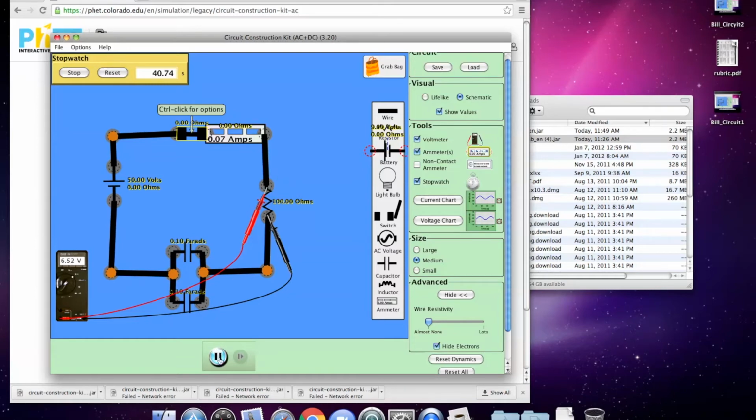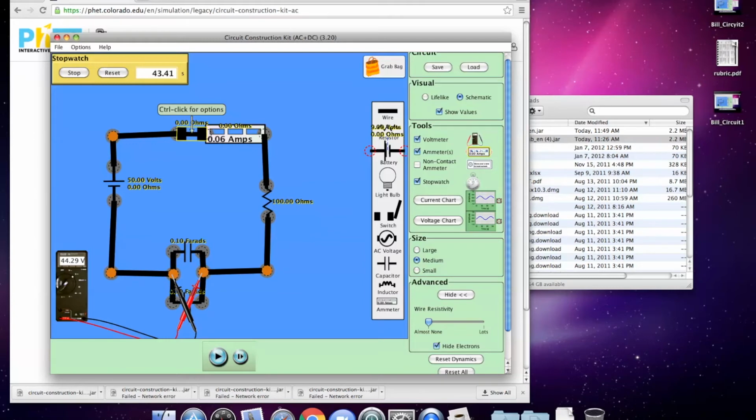I'm going to take one more data point for our lab reports. Let's wait till the current reaches 0.05 amps. Oh, I cheated. Okay, let's just take this point. When I have 0.06 amps for my current, I have a voltage across the resistor of 5.71 volts. I have a voltage across both capacitors. Each have a voltage across them of 44.29 volts across the capacitor.